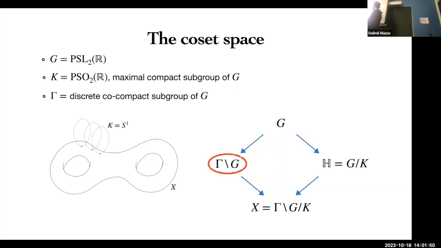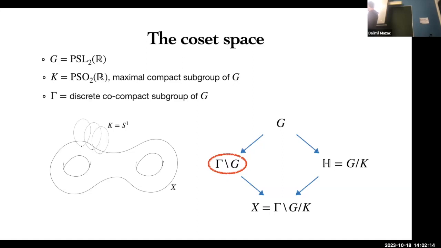And when you quotient the PSL2R by the SO2, you just get the upper half plane, right? Because a point in the upper half plane is stabilized by rotation by SO2. So by the orbit stabilizer theorem, you get the upper half plane as a quotient G mod K. Now, if you want to get the surface, you should quotient the upper half plane by a discrete group gamma. So you get sort of a double-sided quotient.